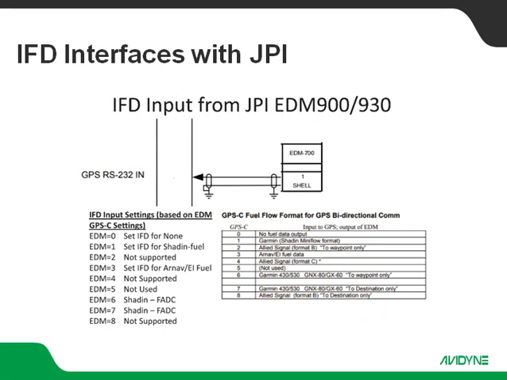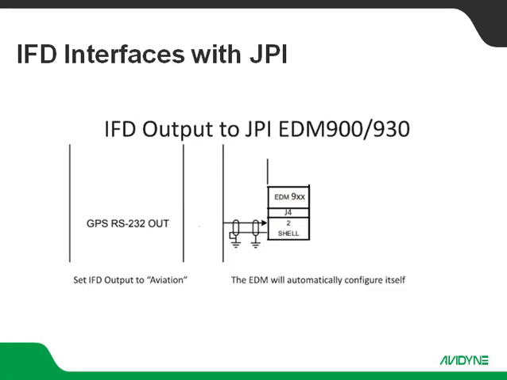And then the other side of this interface, the IFD, is going to be supplying standard aviation output to the EDM. The EDM is going to automatically configure itself on this if it sees that aviation data there, so there's no configuration for it on that end. It's either turned on to accept GPS or it's off.